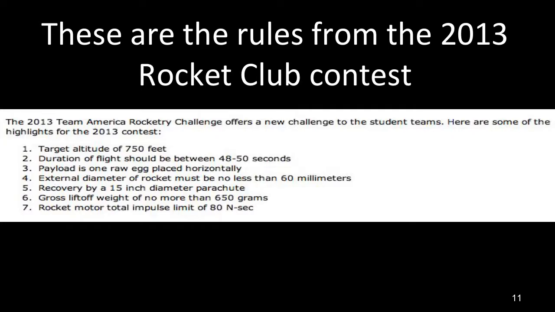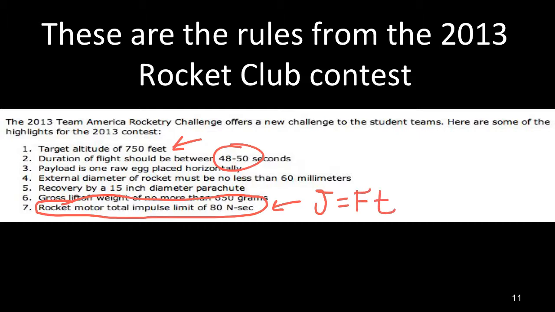Here are the rules from the Rocket Club contest from several years ago. The main idea was we had to get our rocket to go 750 feet and be in the air from 48 to 50 seconds. But what I wanted to point out here is the rocket motor total impulse limit of 80 Newton seconds. So we should be familiar with that because we know that impulse equals force times time, which is newtons times seconds.